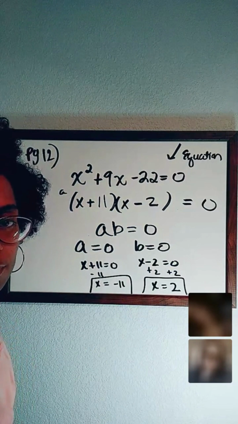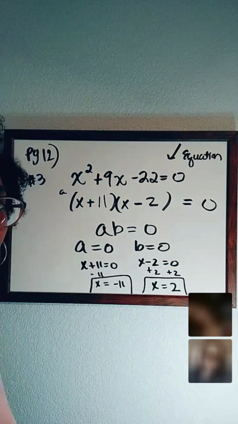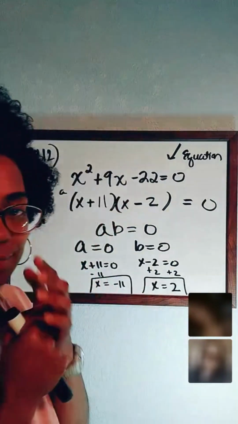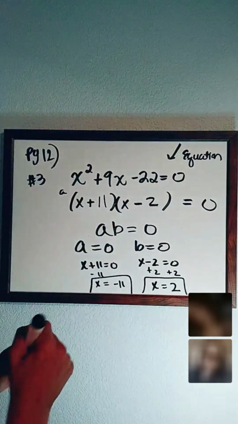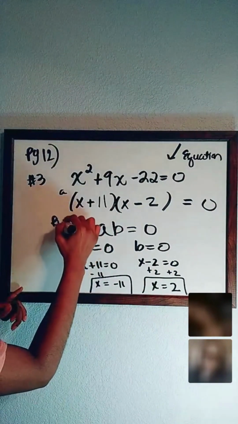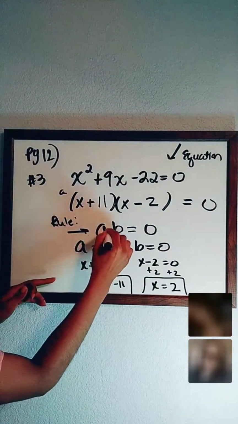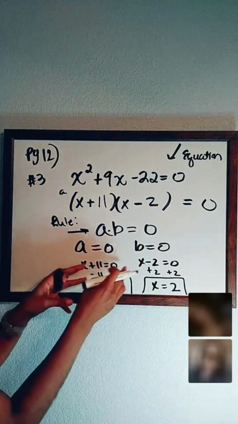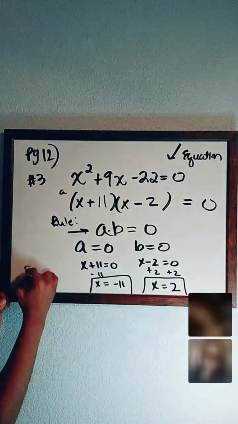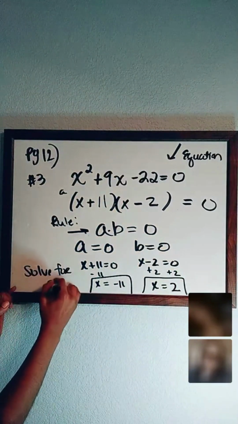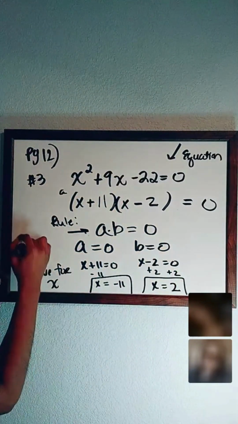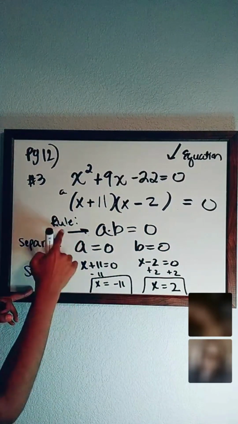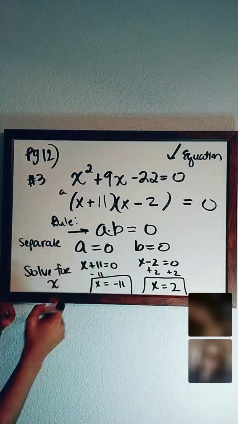How do you feel? You okay? You still hanging on? Yeah, I'm screenshotting it so I can refer back to it. So this is a rule. Remember, math is rules. It says when I have A times B equal to 0, I can separate them and make one side equal to 0 and the other side equal to 0. Then I'm going to solve for x. So you want to separate and solve. The rule says when they're together, separate them and then solve. That may help.